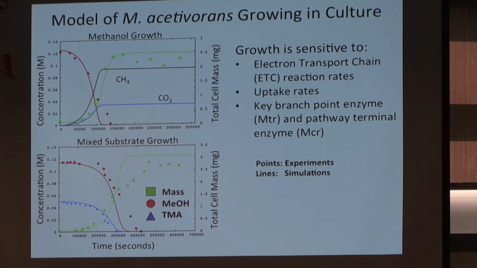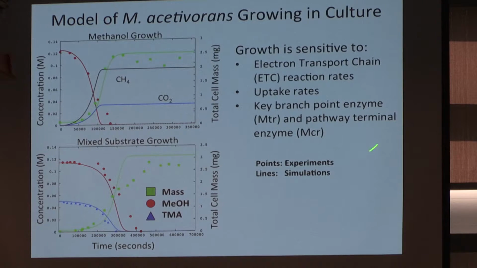So just to show you what we can do with that metabolic model, the experimental points are from Bill's lab, and the lines are from the simulations. So we're doing a really good job at getting the growth, the usage of methanol, the usage of TMA, and we get approximately the right ratio of the methane to CO2 production.